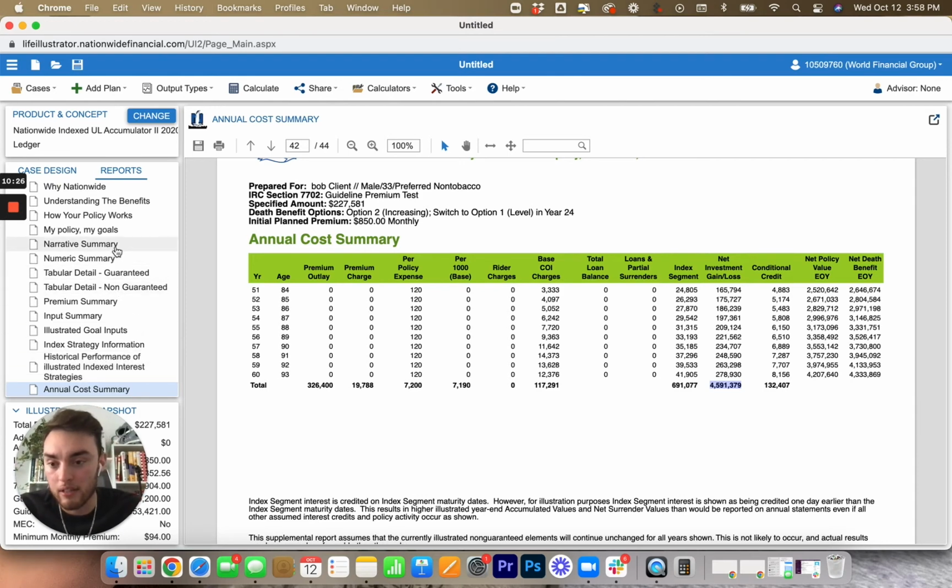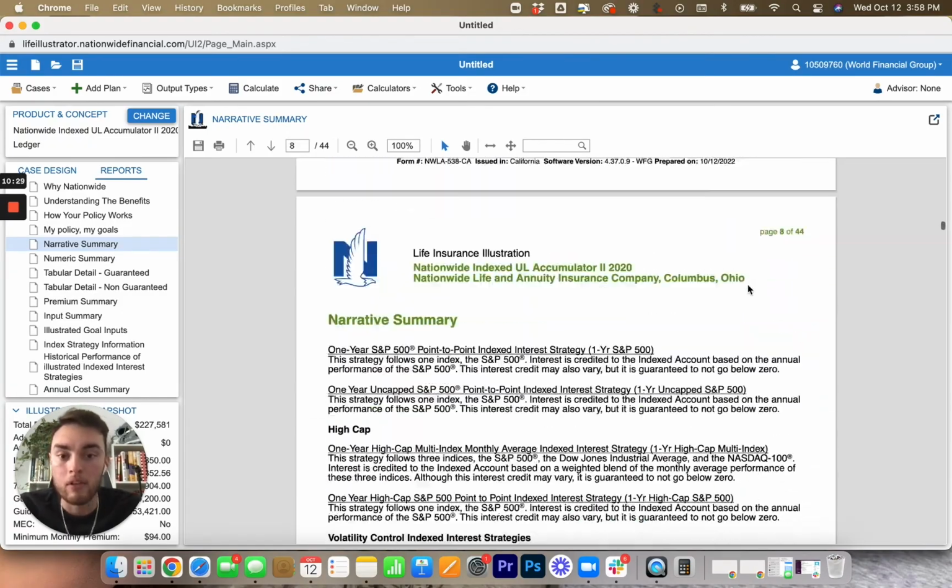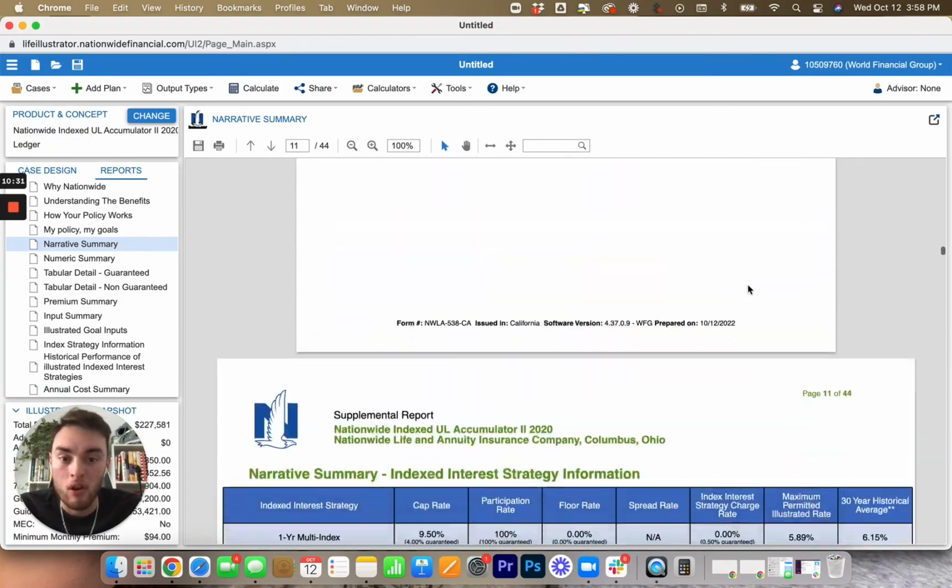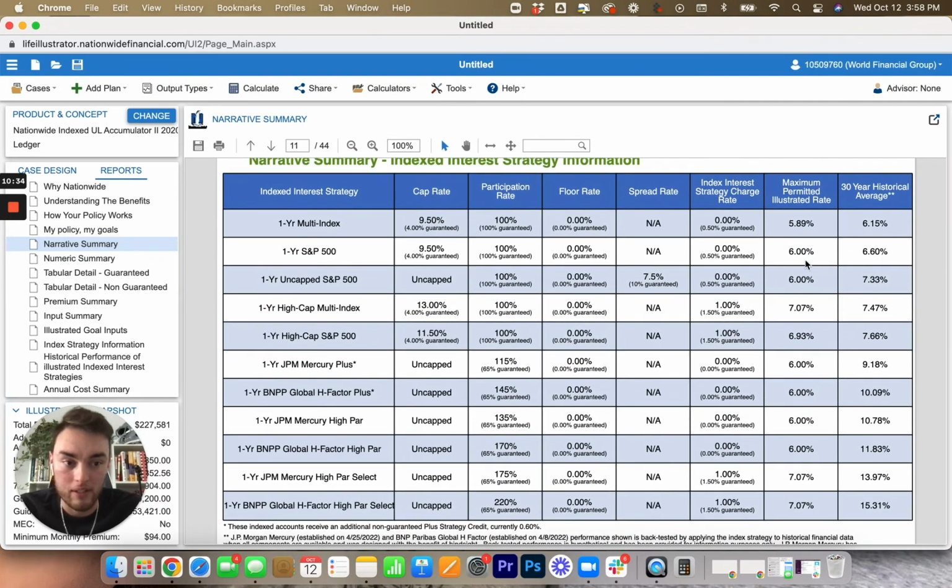Now let's go ahead and look at this, because this is very important. The numbers being shown on this illustration are extremely conservative. Look at this. 30-year historical average for the BNPP Global H Factor High Par Select, which is the index that I selected earlier. That's always the index that I go with. It's uncapped. You're earning a 220% participation rate. And for those of you who don't know what the participation rate means, just think of it as a multiplier, right? Because if you earn 100% of something, then you're earning that full thing. If you're earning above 100%, well, now you're going to multiply it, right?